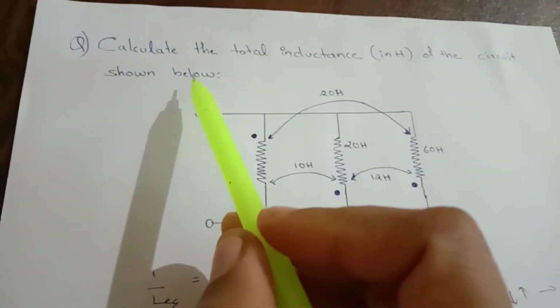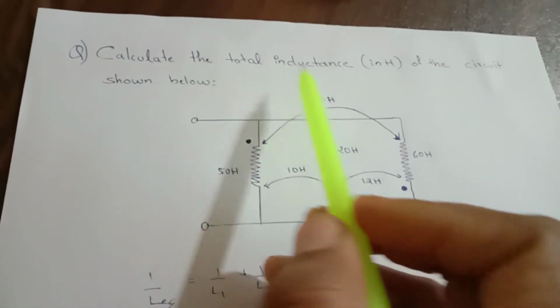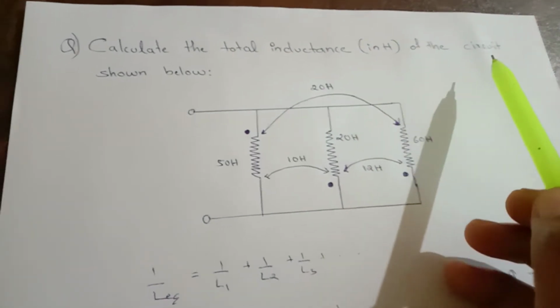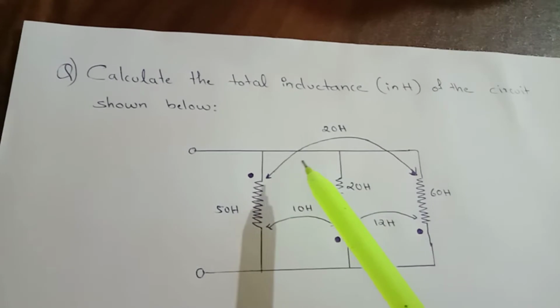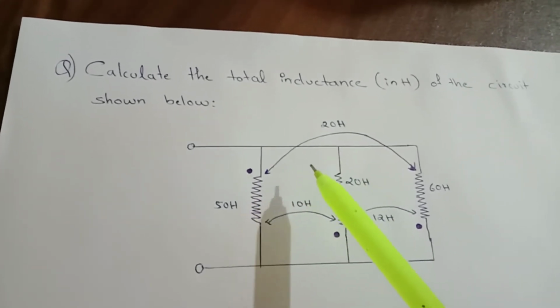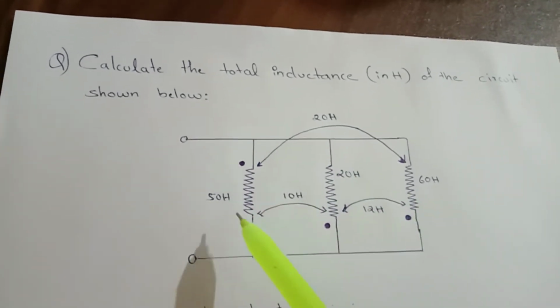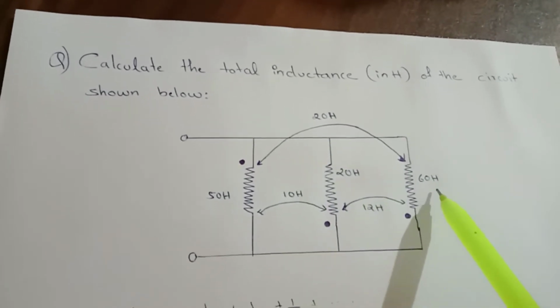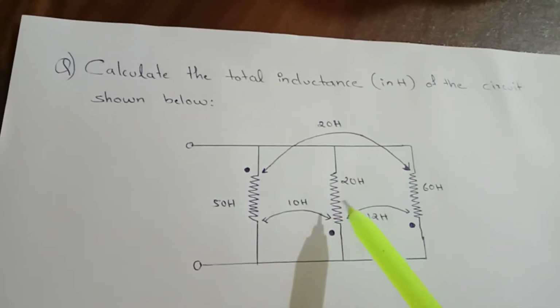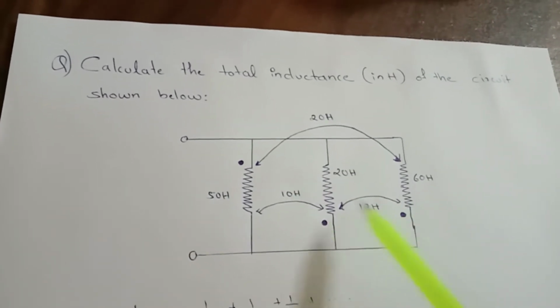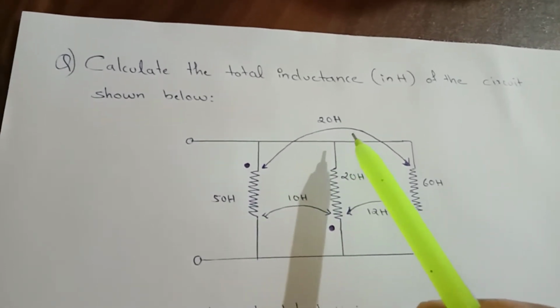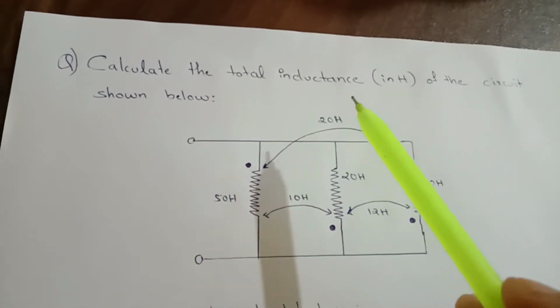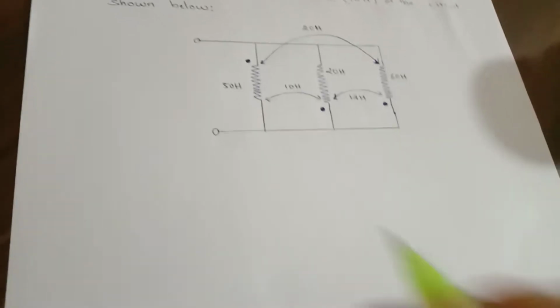So we are going to solve this question. Calculate the total inductance in Henry of the circuit shown below. So this is a circuit, and here you can see three inductors are given: 50 Henry, 20 Henry and 60 Henry, and these are the mutual inductances linking the inductors: 10 Henry, 12 Henry and 20 Henry. So you have to find the total inductance of this circuit.